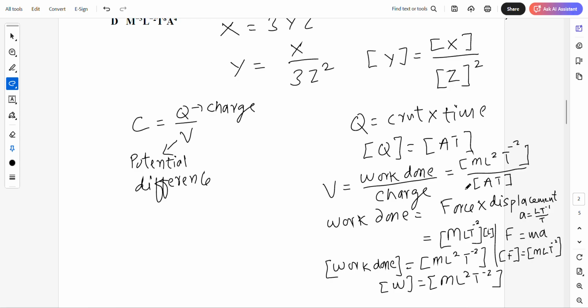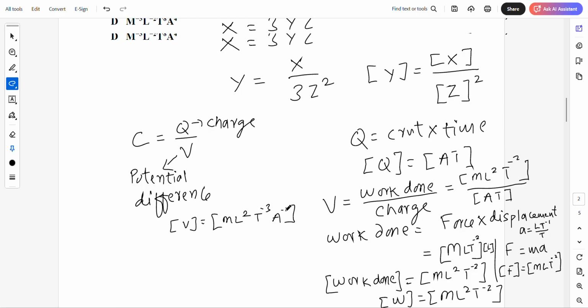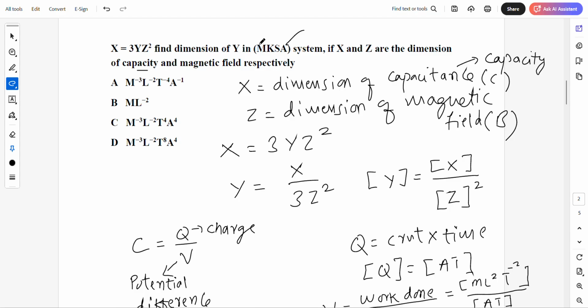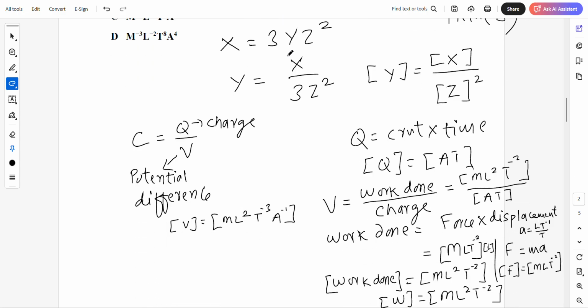Charge is AT. So what are the dimensions of V? Dimensions of V is equal to M as it is, L square, t to the power of minus 2 minus 1, minus 3, A to the power of minus 1. Write this in the order M, L, T and A: first is mass, kilogram, then length, time, and ampere, that is current.